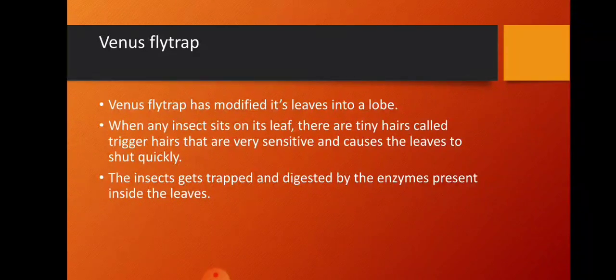Whenever any insect sits on its leaf, there are tiny hairs called trigger hairs. These trigger hairs are highly sensitive, and the moment they feel any sensation, the leaves shut quickly. On the edge of the leaf there are thorn-like teeth, which lock the insect inside, and the insect is unable to escape. Gradually the insect gets trapped and digested by the enzymes present inside the leaves. Let us see the video.